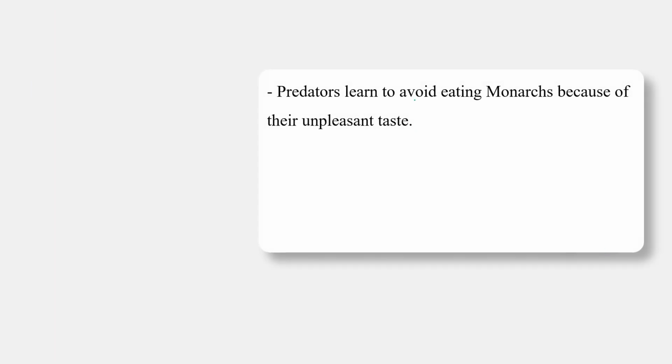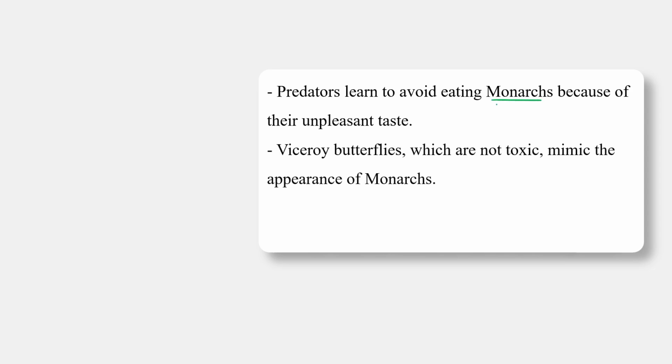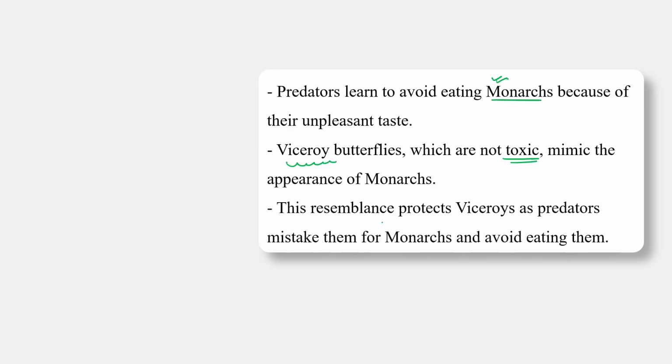Okay, so predators learned to avoid this monarch butterfly because of its unpleasant taste, and predators just recognize this monarch. So this viceroy butterfly, which is actually non-toxic, just mimics the phenotypic pattern of the monarch butterfly, and this resemblance protects the viceroy butterfly from the predator, and predators avoid eating them too. So this is how this second type of butterfly protects itself.